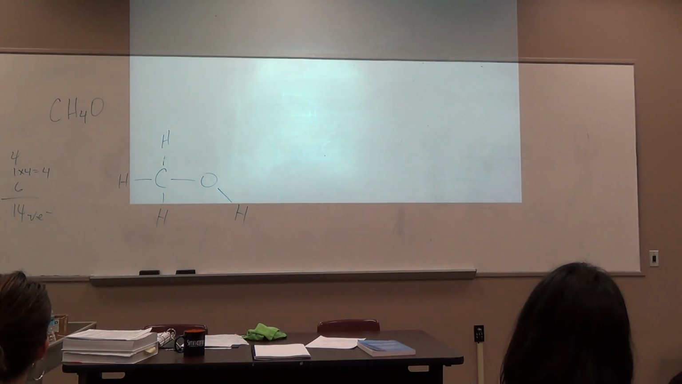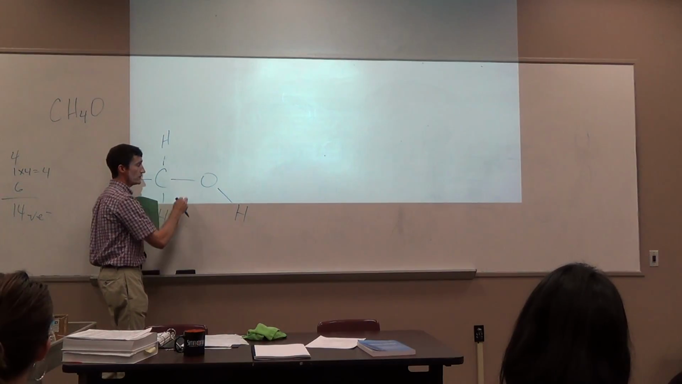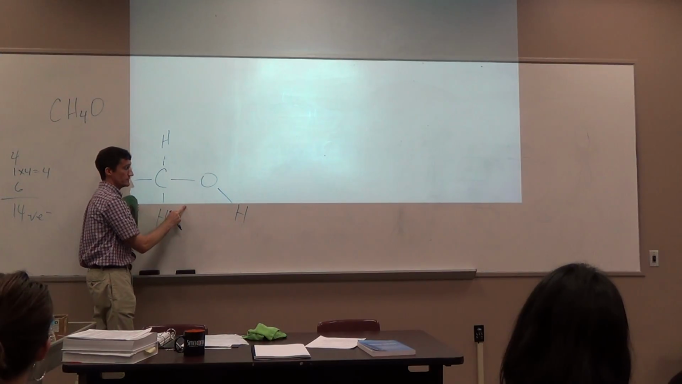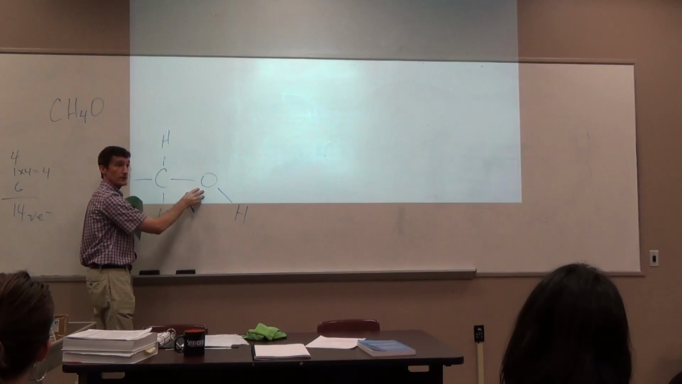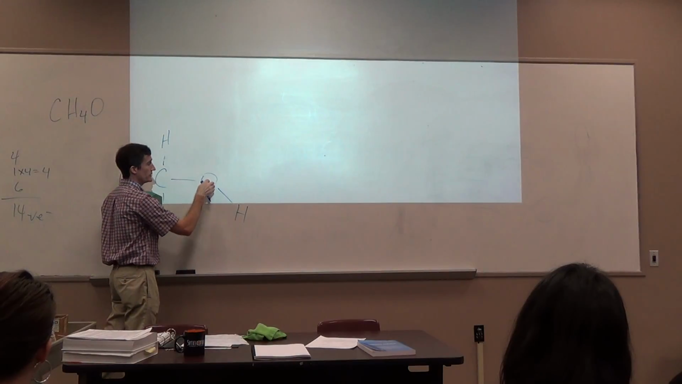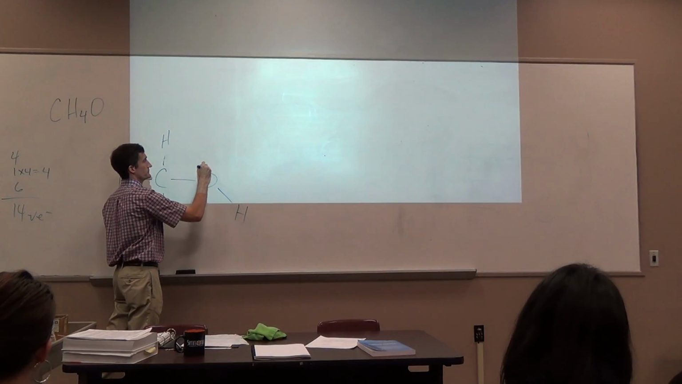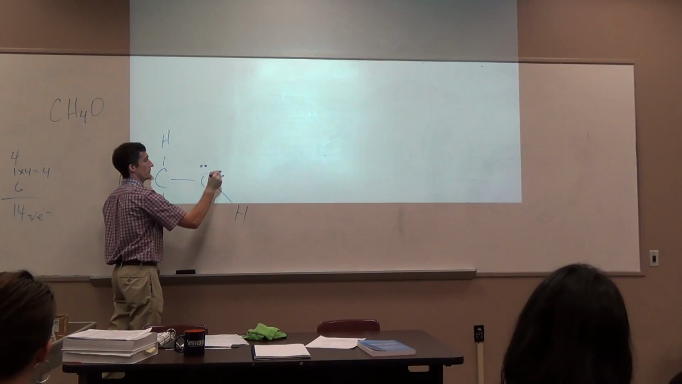How many we got on the board? 2, 4, 6, 8, 10. We got to put 4 more up there. At this point, put them up here as lone pairs on your oxygen. The more electronegative atom likes electrons more. We're going to give it lone pairs. How many lone pairs can we put here? 2 pairs.